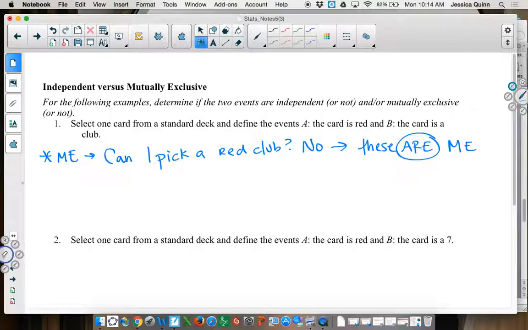Okay, so if we want to think about independent, what's the probability that I pick a red card? 26 out of 52, which is 1/2 or 0.5, right?